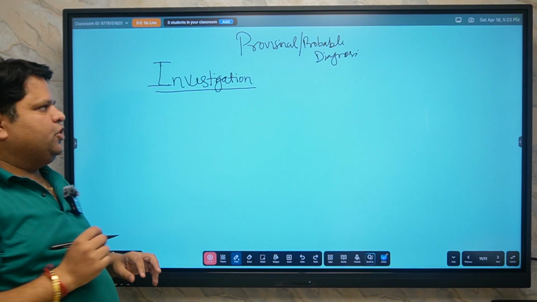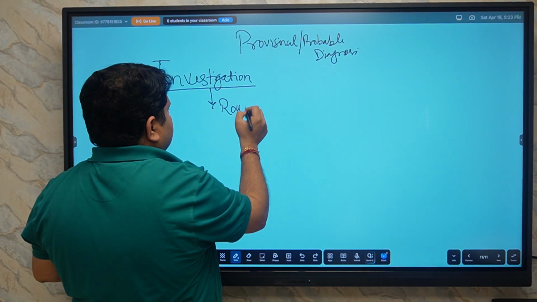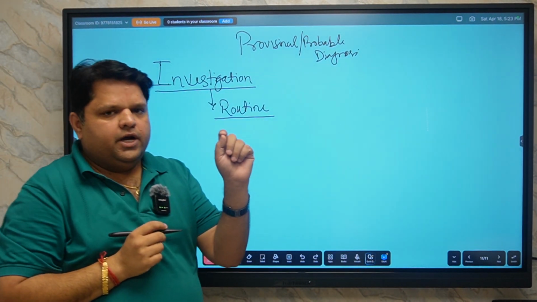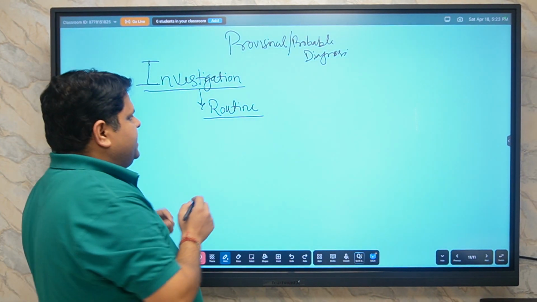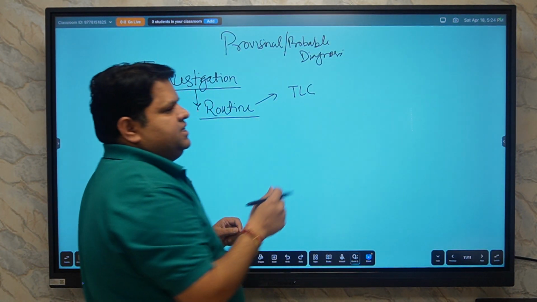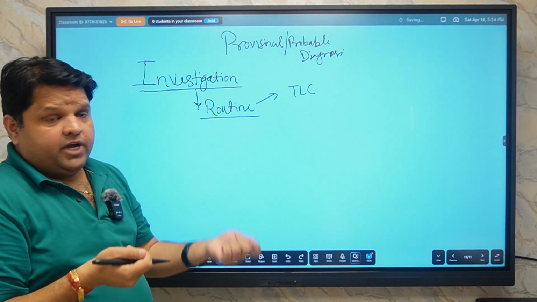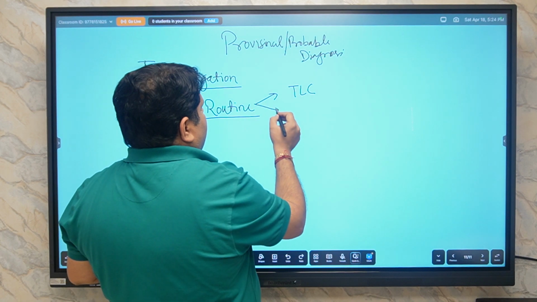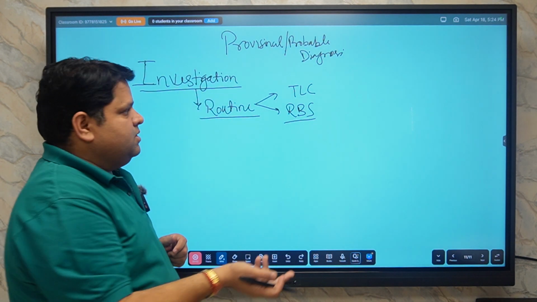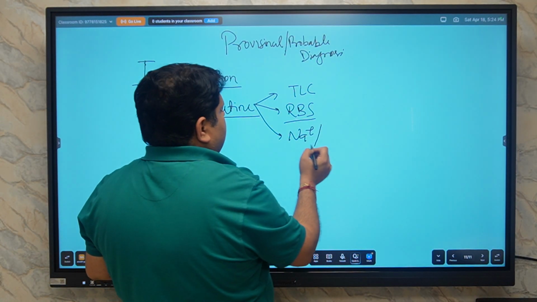From the investigation point of view, we have basic routine investigations. The role of routine investigation from the etiology point of view: raised TLC is seen in infective lesions like bacterial meningitis and septic encephalopathy. For blood sugar level, hypoglycemia or hyperglycemia may be the cause. For sodium, hyponatremia may be the cause.